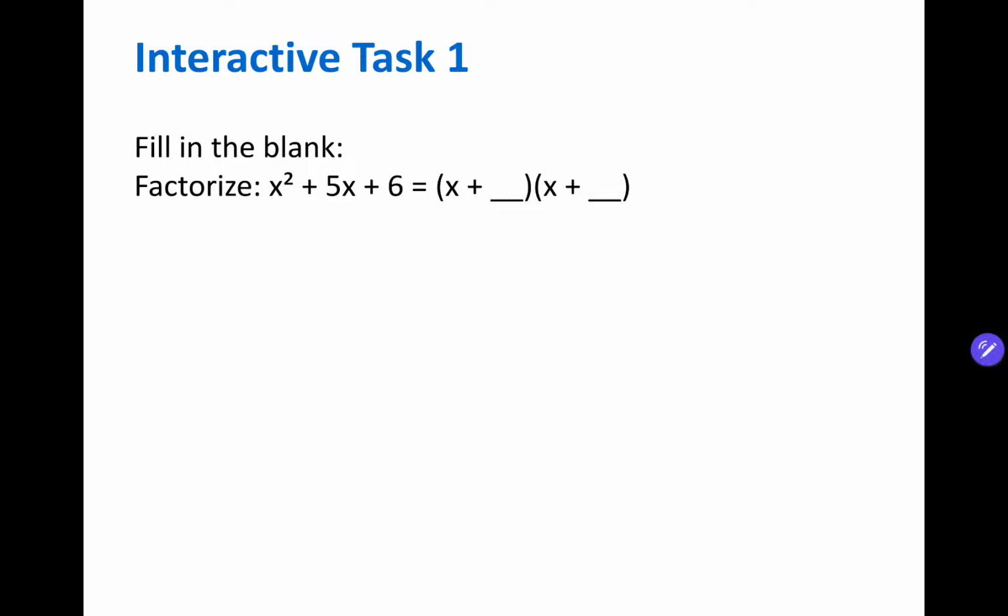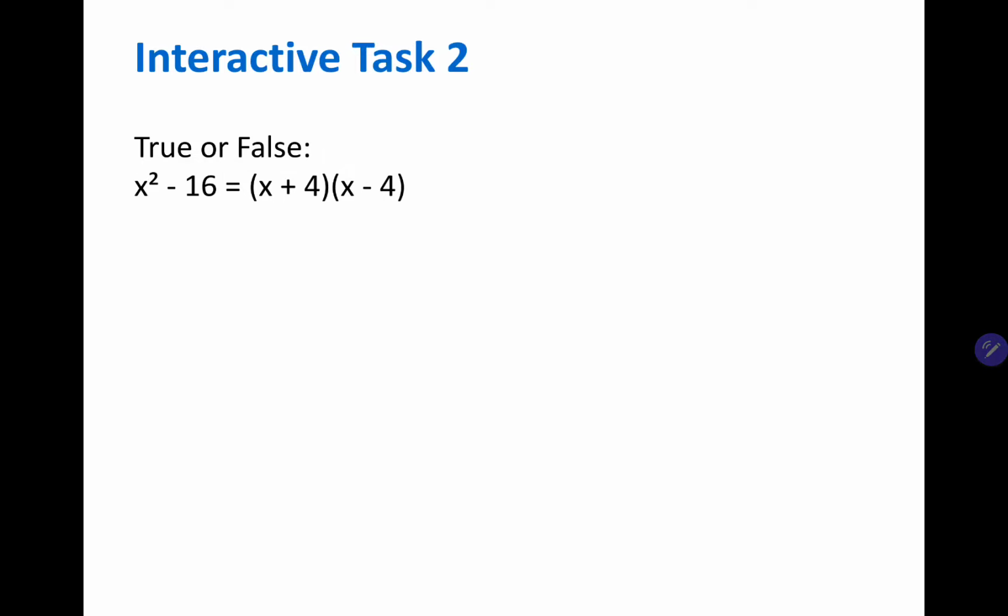Okay, as usual, we have our interactive task. Try to fill up the blank here. We have x squared plus 5x plus 6. Factorize this and complete the factorization. Next is a true or false question, and you need your difference of squares here. So this is x squared minus 16. Does it equal x plus 4, x minus 4? If you have followed the class up till this point, you should know the answer without solving it, whether it's true or false.